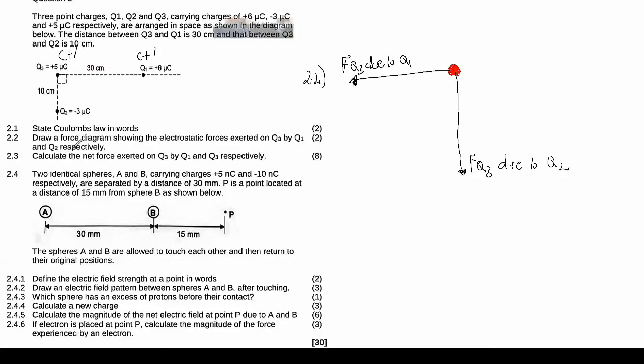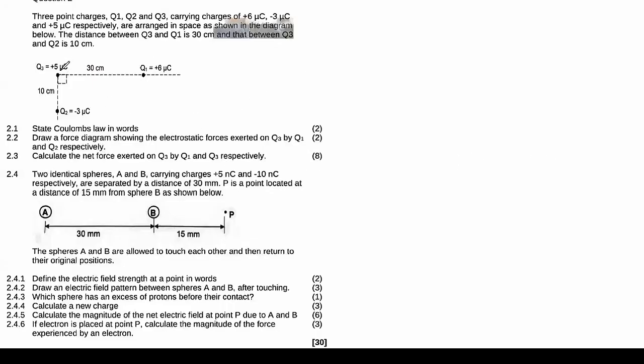Then 2.3 says calculate the net force exerted on Q3 by Q1 and Q2 respectively. Right. And that is for 8 marks. So we talked about this question here. This simply means that you should first calculate the electrostatic force that exists between Q3 and Q1, and also the one that exists between Q2 and Q3. Then from there on, you're going to use your Pythagoras theorem to find your net force, since this is a 2-dimension question. So it is still the same way as you would approach vectors in 2D. Nothing changes, just that now you have forces. So let's go now for 2.3.